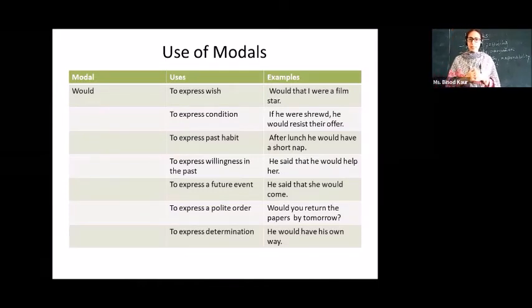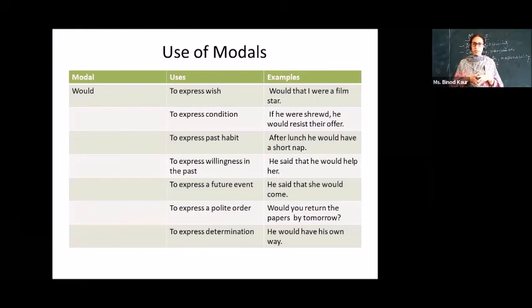To express a future event, he said that she would come. To express a polite order, would you return the papers by tomorrow? So you can say, will you return the papers by tomorrow? You want to make a request and you want to be polite, and that request is for the future. If you say, could you return the papers by tomorrow? Could is a kind of possibility also, and it is sometimes past tense and not appropriate. So here would, because would can also serve that purpose. Would you return the papers by tomorrow?